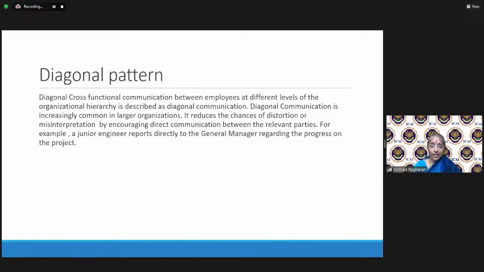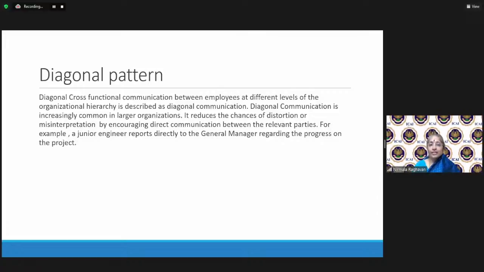Today's MNCs, today's corporates believe in this diagonal pattern because they don't waste time. That's number one. Number two, there is no distortion of facts because it's a direct communication and there is no miscommunication. Nobody misses a communication. Nobody says it wrongly. Therefore, diagonal pattern is most preferred in today's corporate offices.